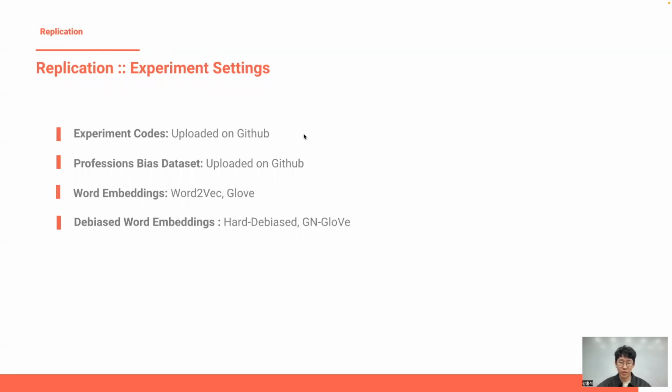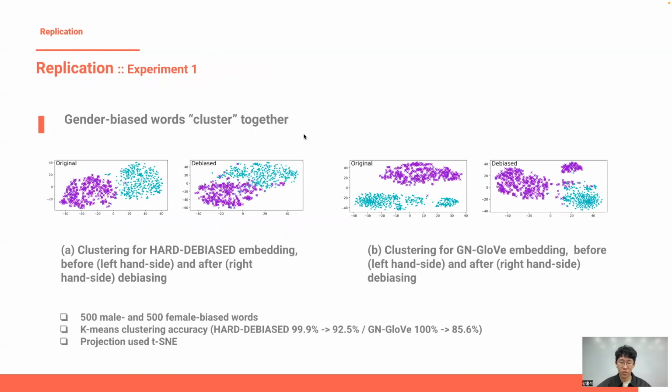Our first experiment is visualizing clusters of gender-biased words. We selected the 1,000 most biased words by computing direct bias using cosine similarity, and utilized t-SNE for projection and quantified the degree of clustering with the K-means algorithm.